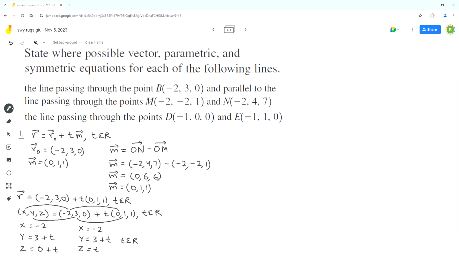Now we can write the symmetric equation, and for that we'll have to isolate t from the x, y and z equations. Now in the x equation there is no t term, so we can write the x equation as it is. Now we can isolate t from the y equation. We can isolate t by subtracting 3 from both sides. So this is the expression for t from the y equation. In the z equation, t is already isolated.